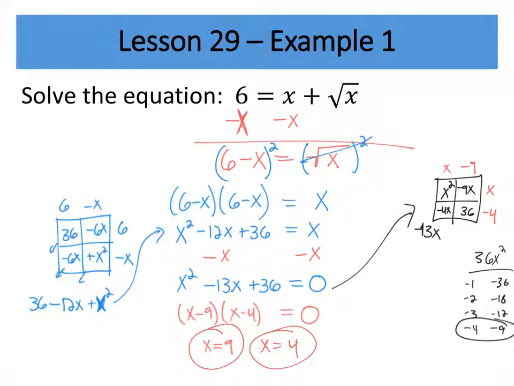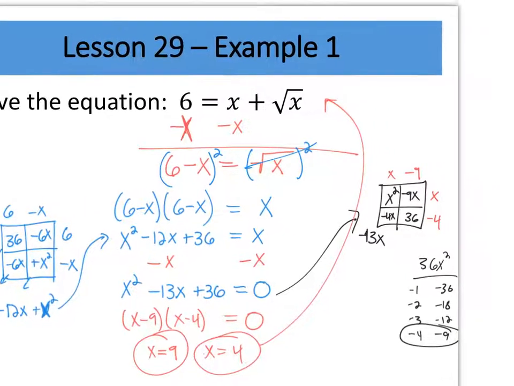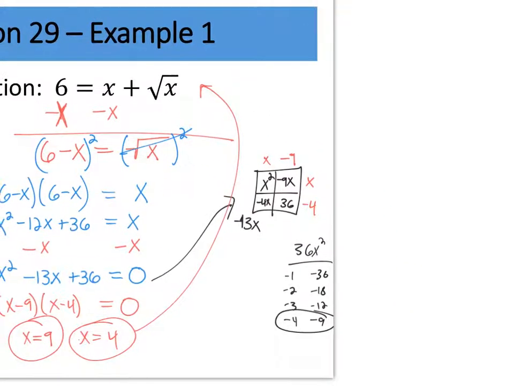But actually, why don't we do that? So let's try plugging this back in. Here's our check. We're going to check that 4 works. And maybe it doesn't. Who knows? So we're saying, does 6 equal 4 plus the square root of 4? I don't know. So does 6 equal 4 plus 2? Yeah, that works. So 4 is valid.